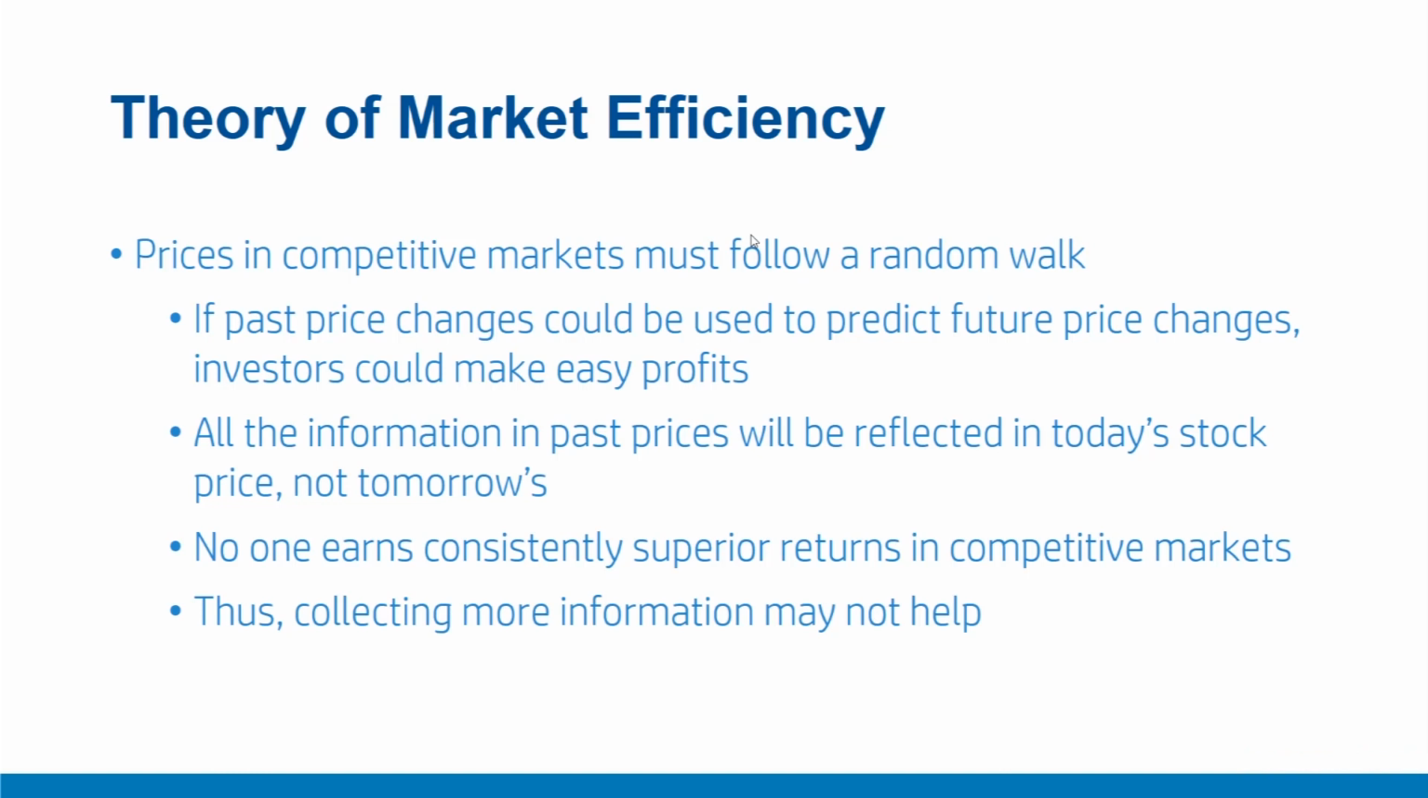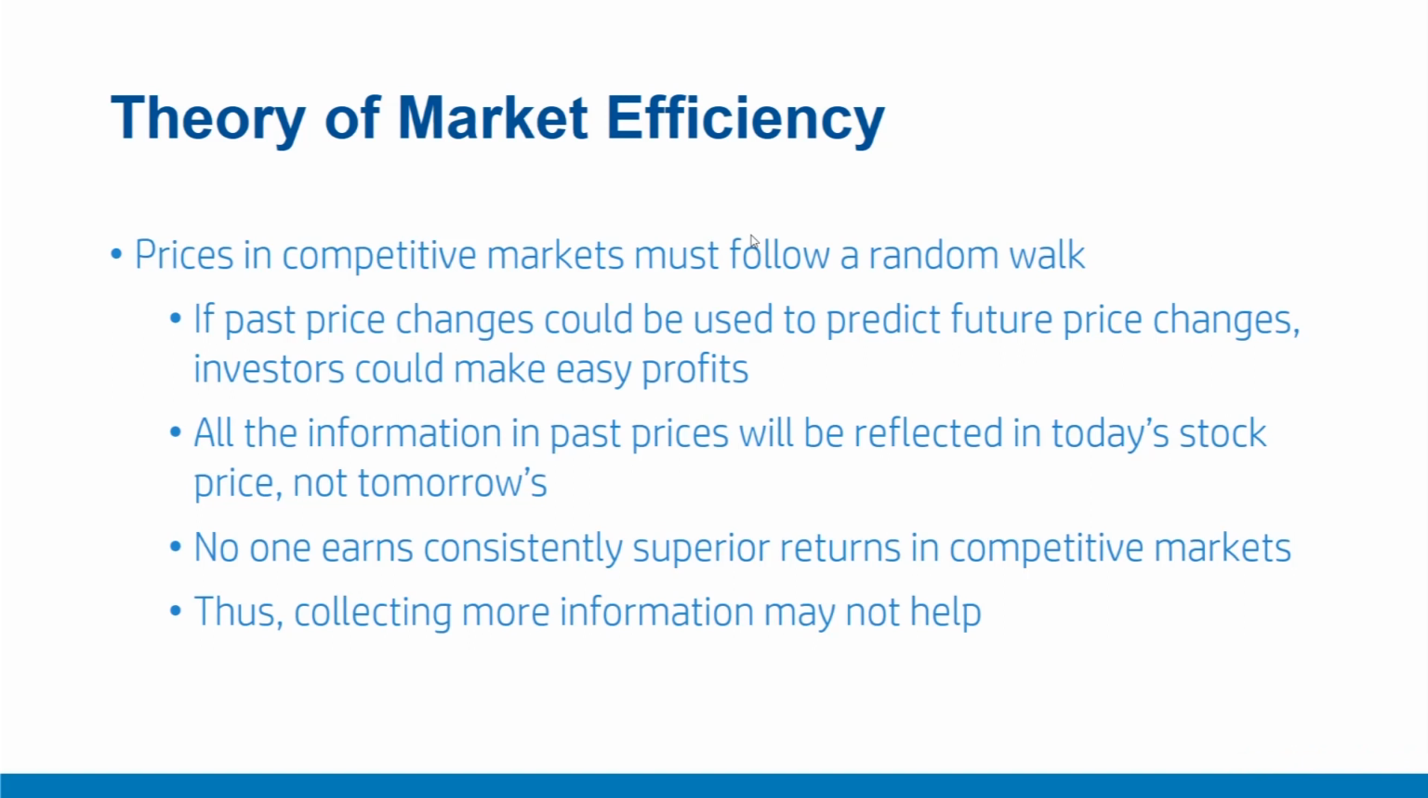As we have discussed, prices in competitive markets must follow a random walk. If past price changes could be used to predict future price changes, investors could make easy profits. But in competitive markets, easy profits don't last. As investors try to take advantage of the information in past prices, prices adjust immediately until the superior profits from studying past price movements disappear.